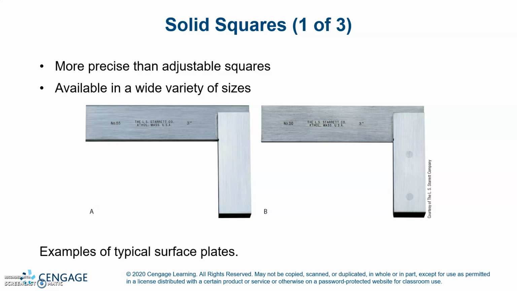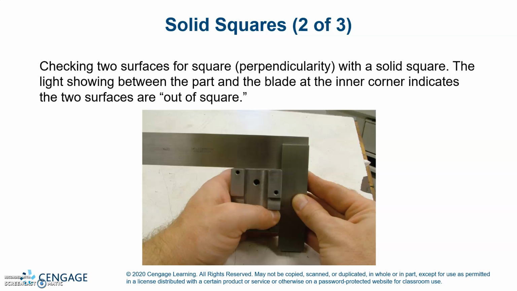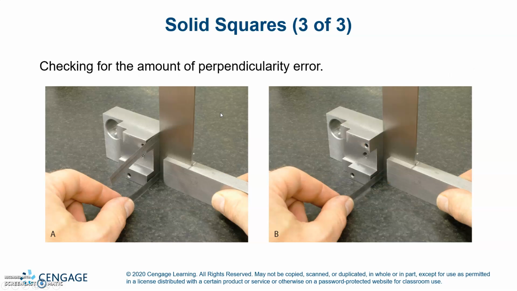A solid square is more precise than adjustable squares and is available in a wide variety of sizes. Solid squares check two surfaces for square or perpendicularity. With a solid square, light showing between the part and the blade at the inner corner indicates the two surfaces are not square. You can see that it's touching here, but there's a gap here. Therefore, it's more of an obtuse angle than square.